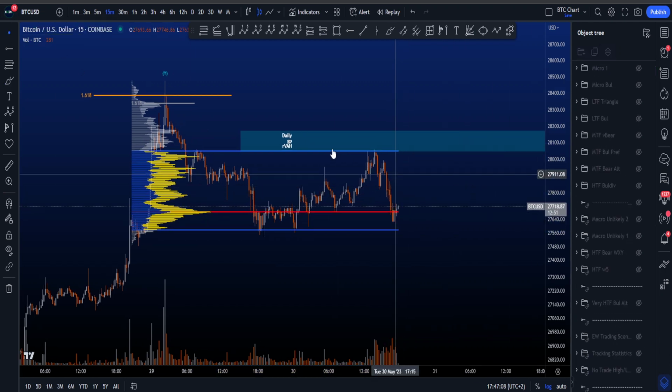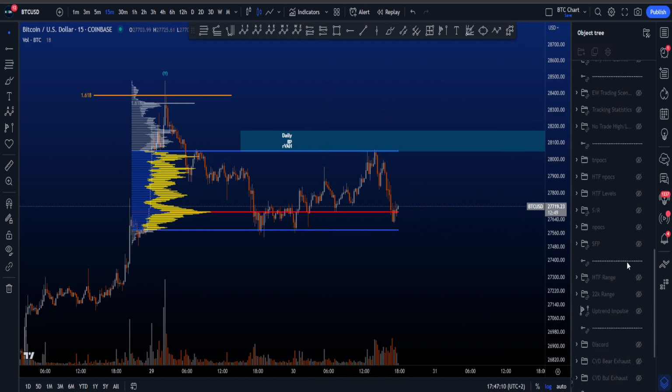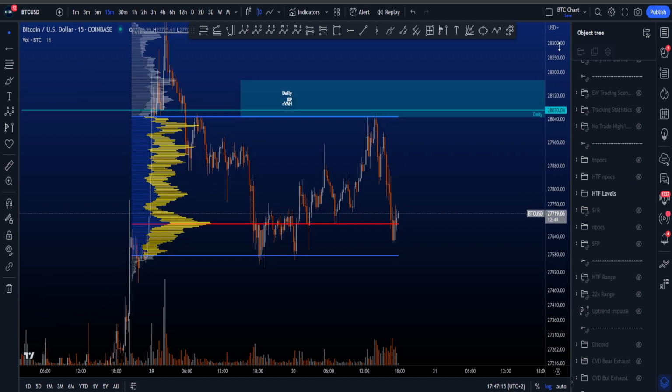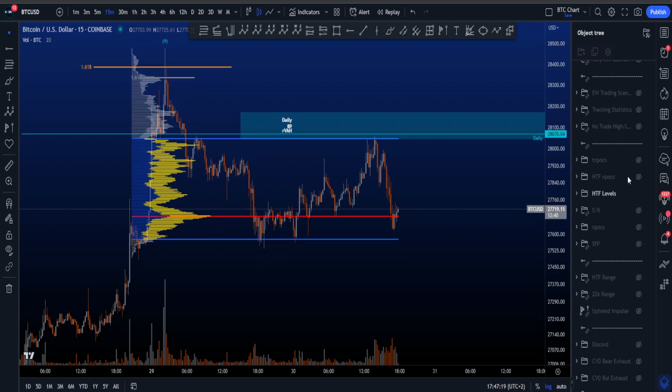Another point of confluence inside this blue target box is a daily level, and the daily level is currently sitting at 28.070, but as you can see, at least on the Coinbase chart, it has not been hit. So that is actually quite interesting.